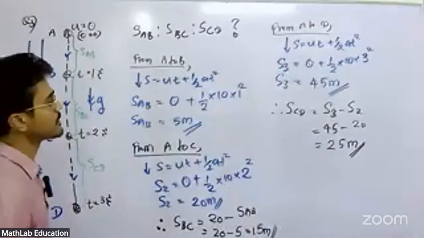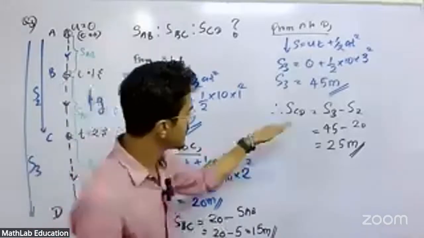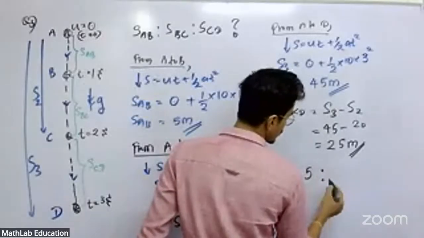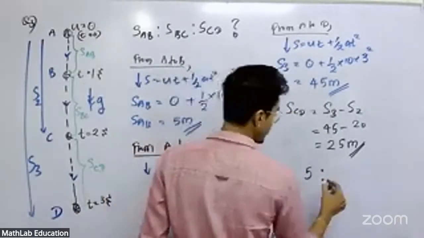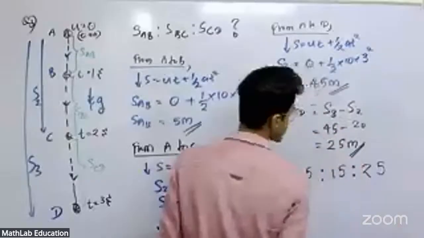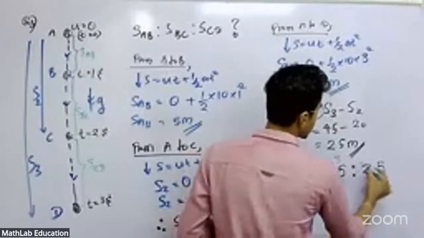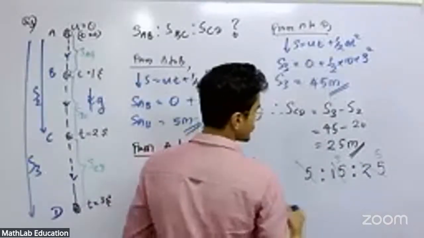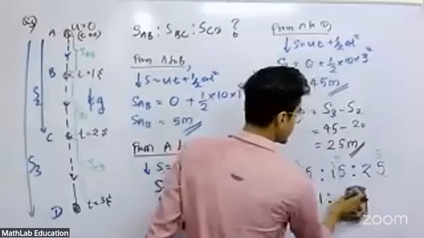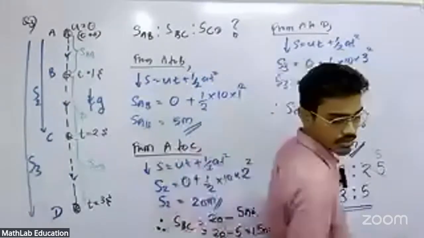Now my final answer is this: SAB to SBC to SCD. SAB is known, SBC is known, SCD is known. So SAB is 5, SBC is 15, SCD is 25. So this is the ratio, and this is simplifiable: 5 times 1, 5 times 3, 5 times 5. So the final answer is 1 to 3 to 5.